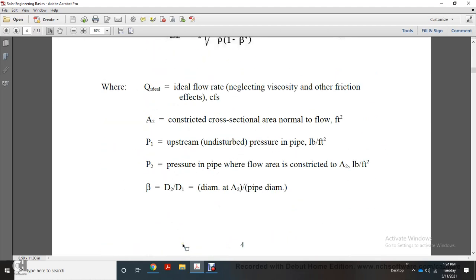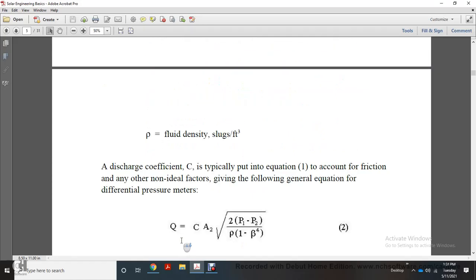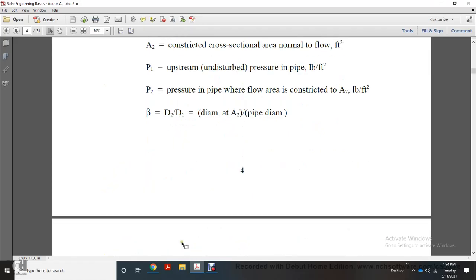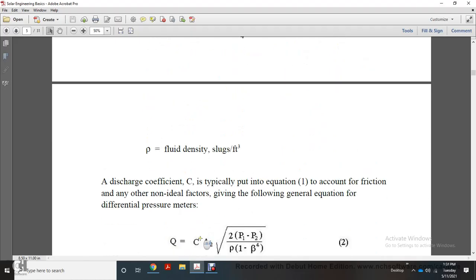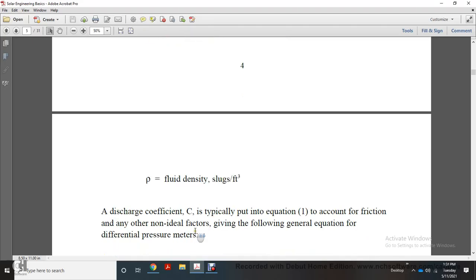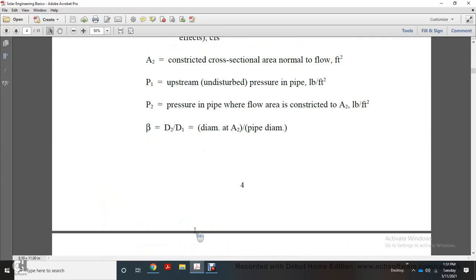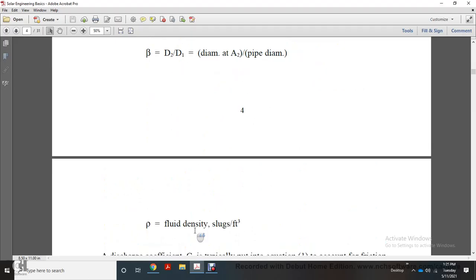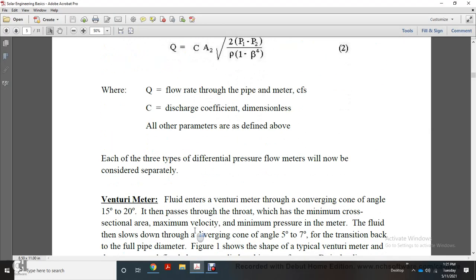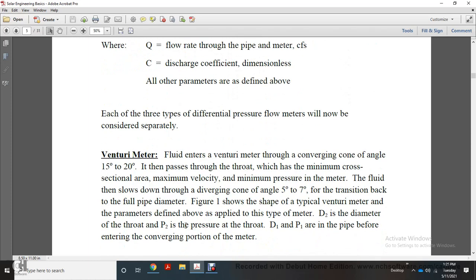A2 is the constricted cross-sectional area normal to flow, P1 minus P2 is the upstream pressure in the pipe minus the pressure where the flow area is constricted, divided by the fluid density in slugs per cubic foot, times 1 minus beta to the fourth, where beta is the ratio of the diameters. Each of the three differential pressure flow meters will be considered separately, beginning with the venturi meter.